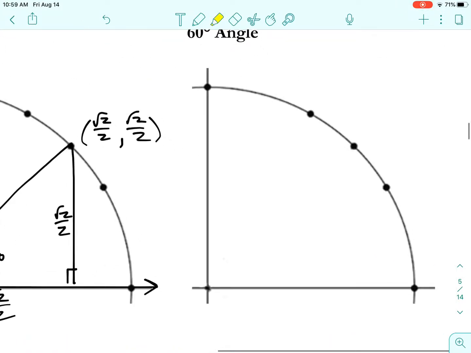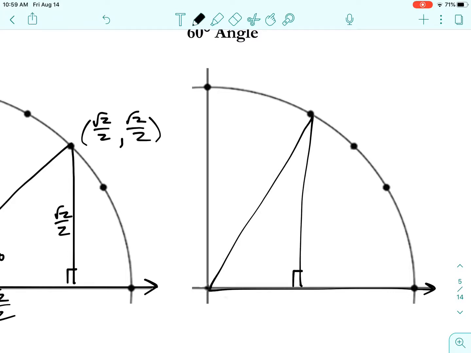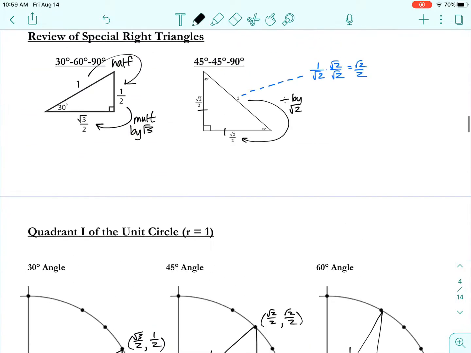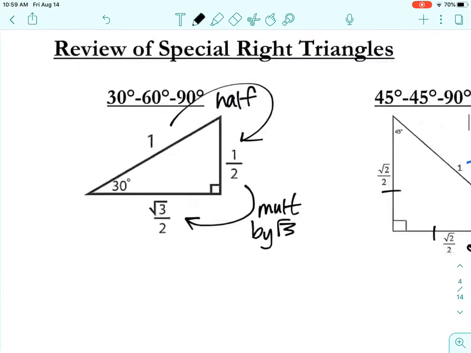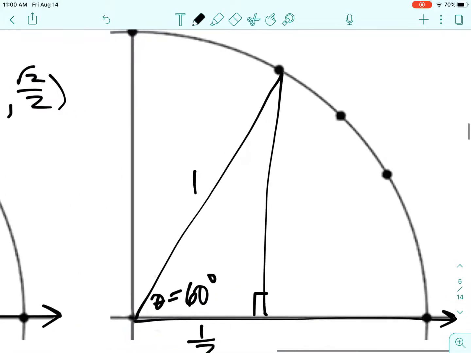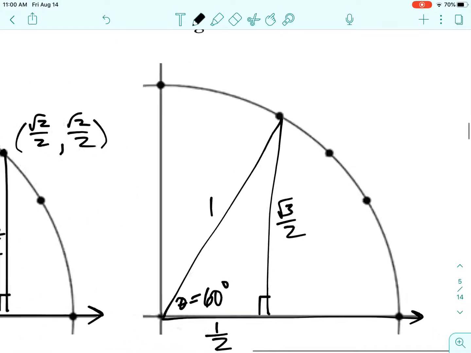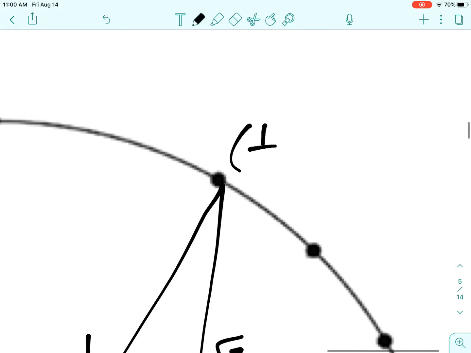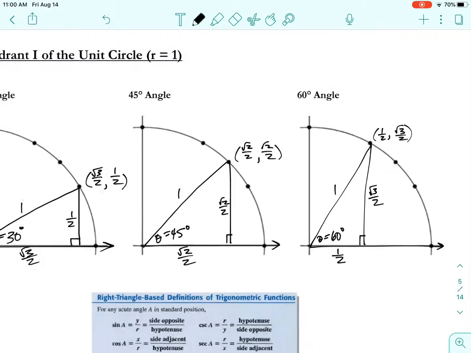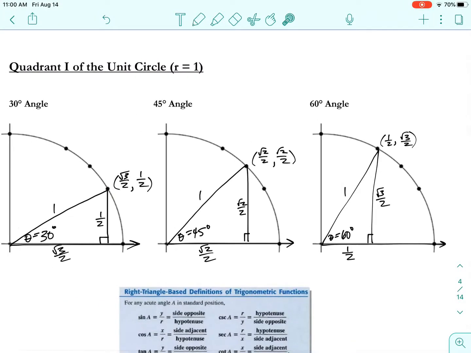The last dot is for 60 degrees. So remember, starting side is here, ending side is right there. Drop it down. This is my 60-degree theta. Remember, hypotenuse is always 1. Now my short side down here is 1/2. It's just this triangle flipped and rotated. The long side is √3/2. Don't mind the bell. That means this is 1/2 and this is √3/2. So I've labeled all 3 of my points here, here, and here.